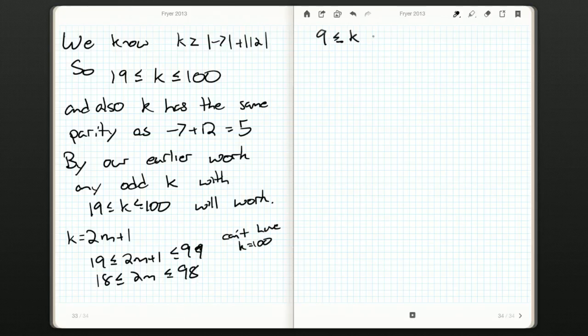So that means 9 less than or equal to m, less than or equal to 98 divided by 2, that's 49. So we want to count the number of numbers. Oh, sorry, that's m. And that equal sign is way too high. There we go. So the number of possible k values is just the same as the number of m.